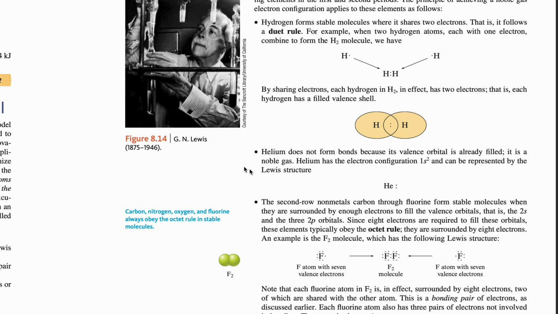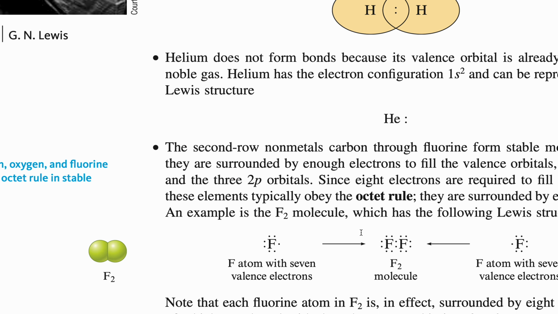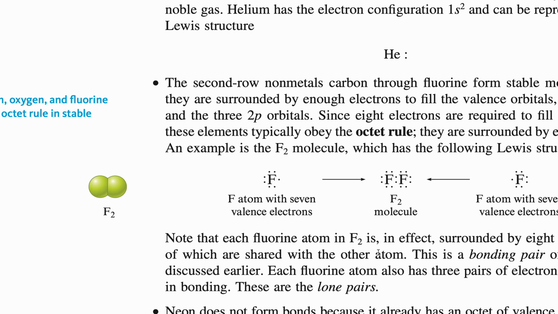And yeah, so that is the octet rule. When you're forming bonds with other molecules, overall, each of them are supposed to have 8 valence electrons that they have or share.